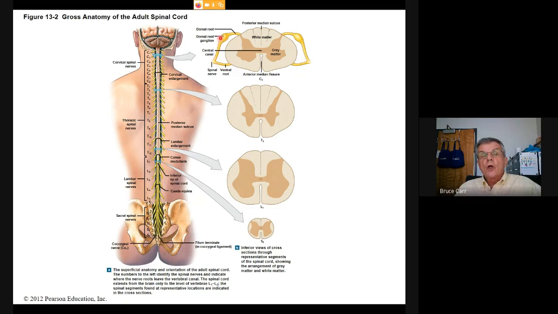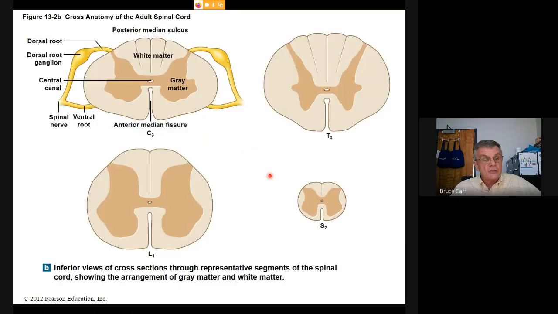So dorsal, sensory in, ventral, motor out. You see the different sizes of the different levels. Sacrum gets pretty small. In general, if there are more nerve connections, the cross section of the spinal cord increases in size. You can see a blow up of that here. The dorsal and ventral root, and again, right and left side, always reflect sensory in, dorsal, ventral, motor out.